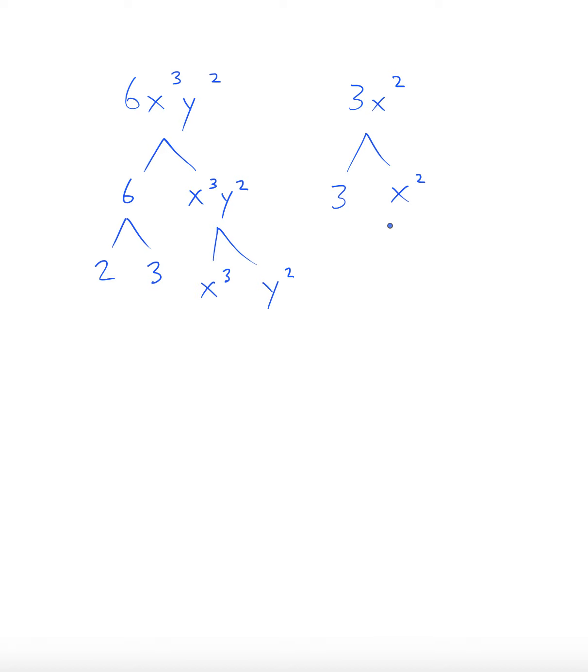I'll separate the x's and y's. And let's see, x cubed means x times x times x. Y squared means y times y. And x squared means x times x. All right, now I've completely broken it down as far as I can go. And I want to identify the greatest common factor.